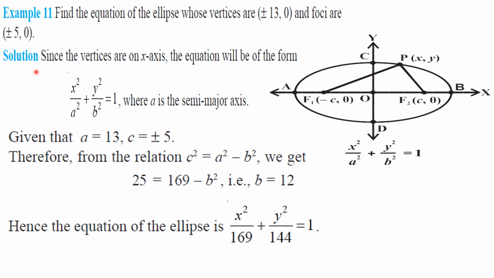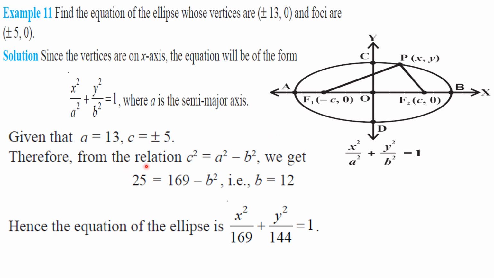Right. Now come to the solution part. Since the vertices are on the x-axis, the equation of the required ellipse will be of the form x squared by a square plus y squared by b square is equal to 1, where a is the semi-major axis and b is the semi-minor axis. Okay, my children, understood this step? Right. Here it is given that a is equal to 13, yes or no, my children, and c is equal to plus or minus 5. Okay, my children, understood these 2 steps, right?